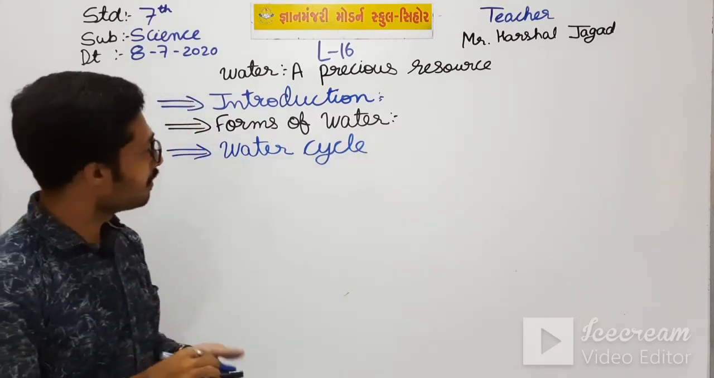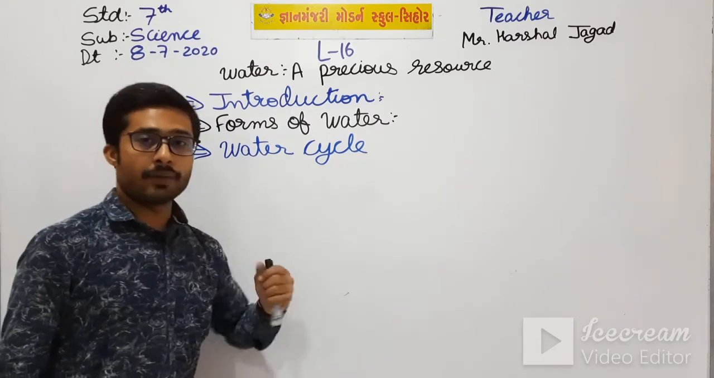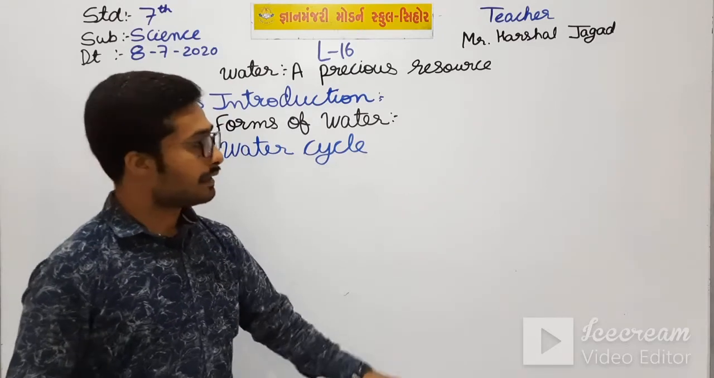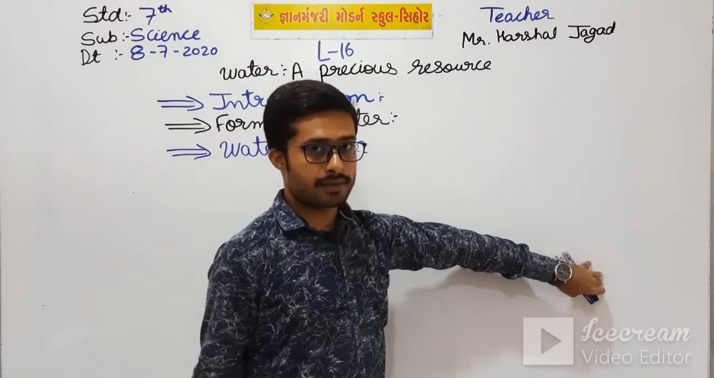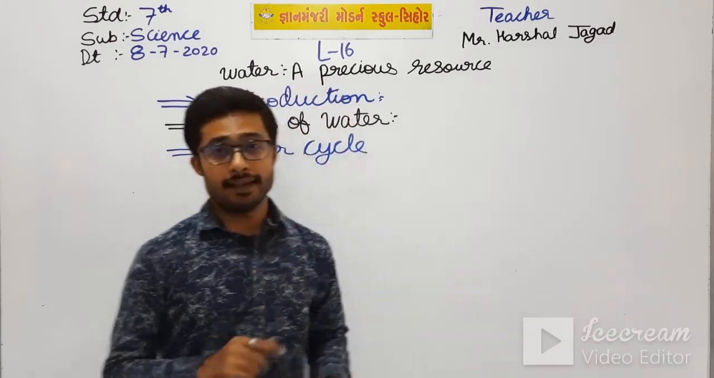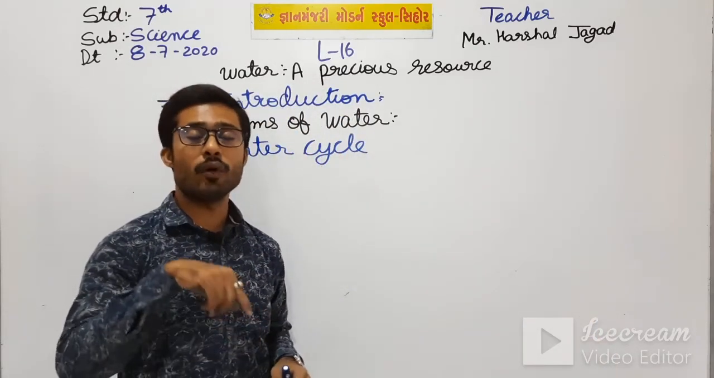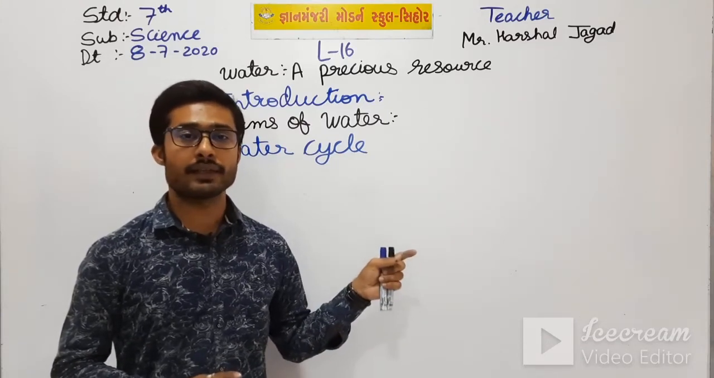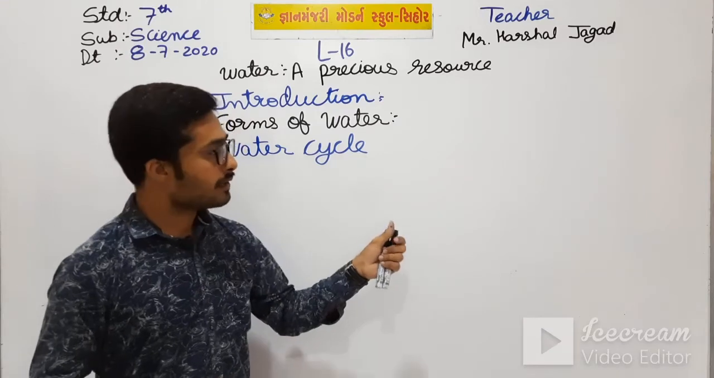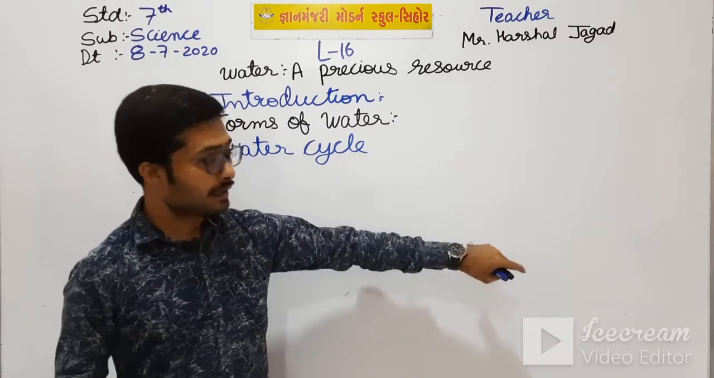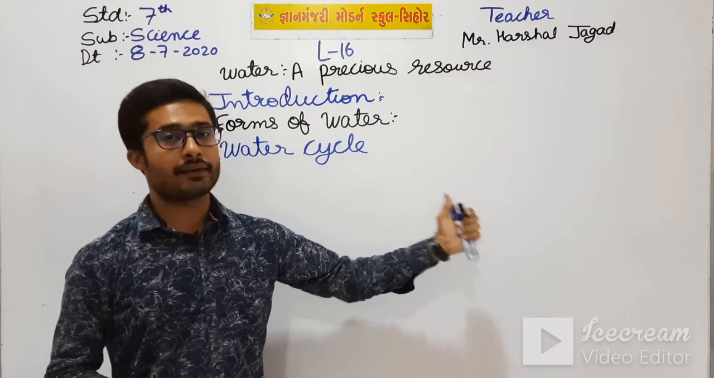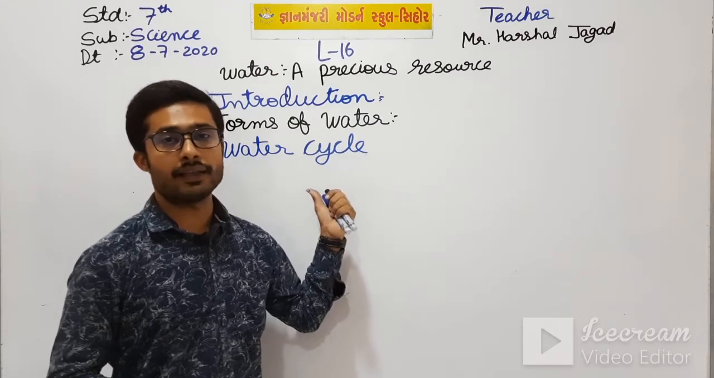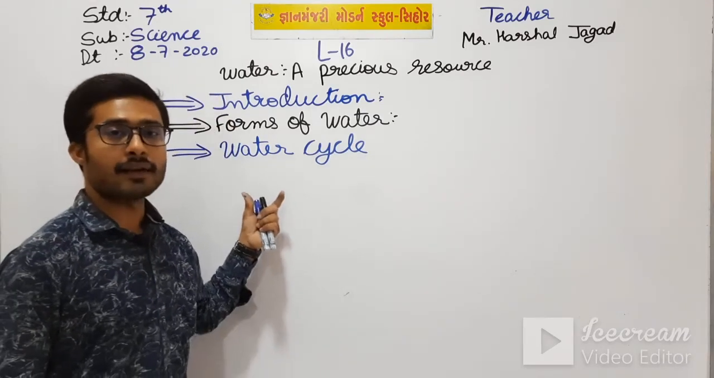Water cycle. Okay students, in the previous video or previous lecture we have seen the water cycle, that in the summer season the water of the sea is evaporated and forms the cloud, and due to the high pressure in the sea, it travels to the low pressure on the land and falls as rain.